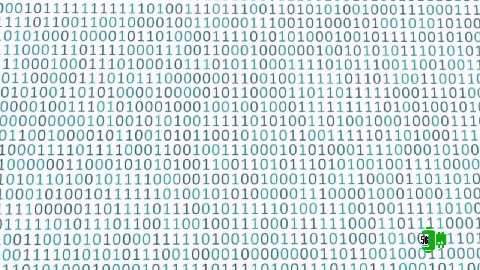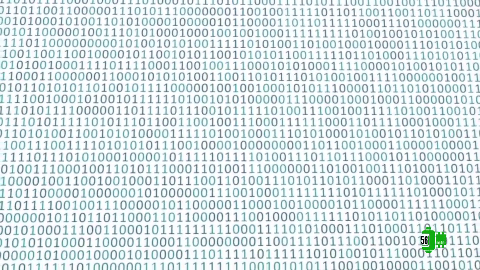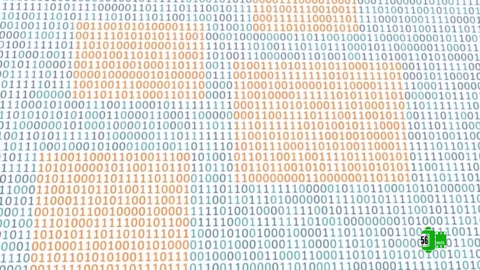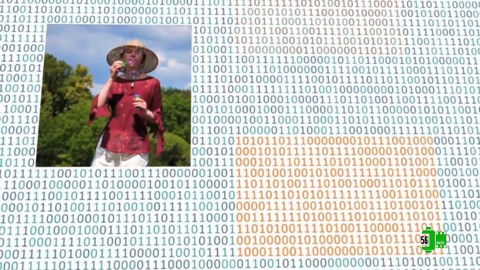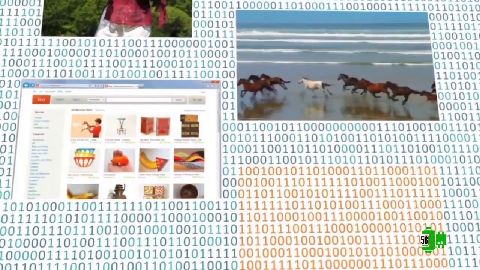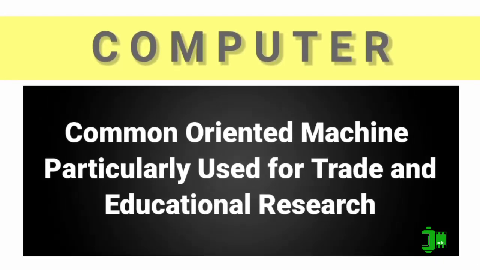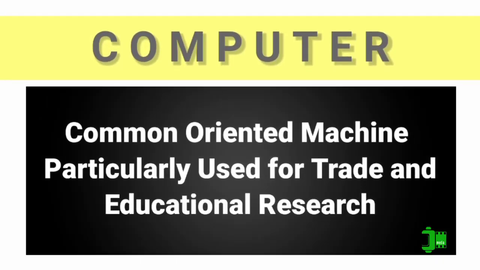The computer handles data in the form of zeros and ones and combines them to form more complex things such as a photograph, a movie, a website, and much more. The acronym for computer is Common Oriented Machine, particularly used for trade and educational research.